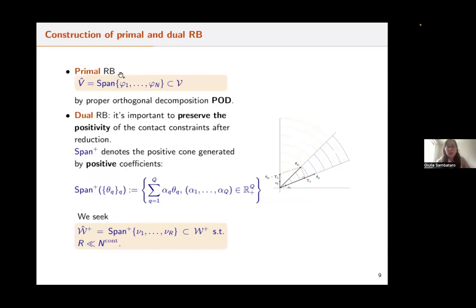For the primal reduced basis, there are no particular constraints, so I relied on proper orthogonal decomposition, POD. That's a bit more complicated for the dual reduced basis because the Lagrange multipliers represent contact forces. So it's important to preserve the positivity of the contact constraints after reduction. Therefore, the dual reduced basis, curly W plus, is this positive span of functions of total dimension R, which has to be much smaller than the total number of contacts to achieve dimensionality reduction. So now the problem is how to find this reduced dual basis satisfying this constraint.